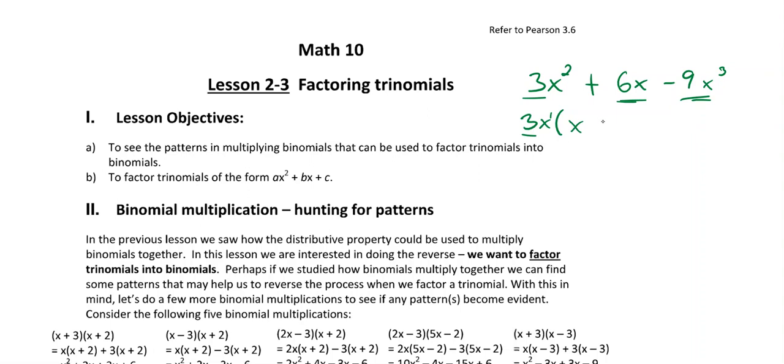And then we'd go, okay, plus, and then looking at the next one, 6 divided by the 3 we took out is 2, and then the x is just gone now, it cancels out to be 1. And then negative 9 divided by the 3 we took out is negative 3, and then x squared. And then we add a bracket. Okay, so here are my factors. We had 3x as a factor, and x plus 2 is another factor, right? So that was one type of factoring.